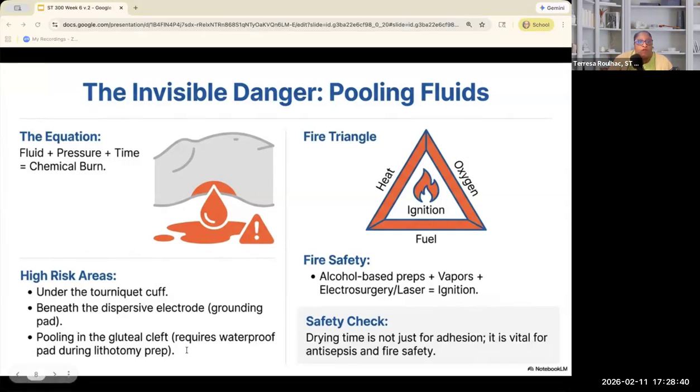Okay. Fluids don't always stay where we put them. So during the prep, it can run down the sides and soak areas we are watching closely. So when fluids sit, pressure and time passes, depending on what that fluid is, it can actually irritate and burn the skin even without heat. So we show you how to properly dry the patient. It's a whole formula so that we do not contaminate. Okay.